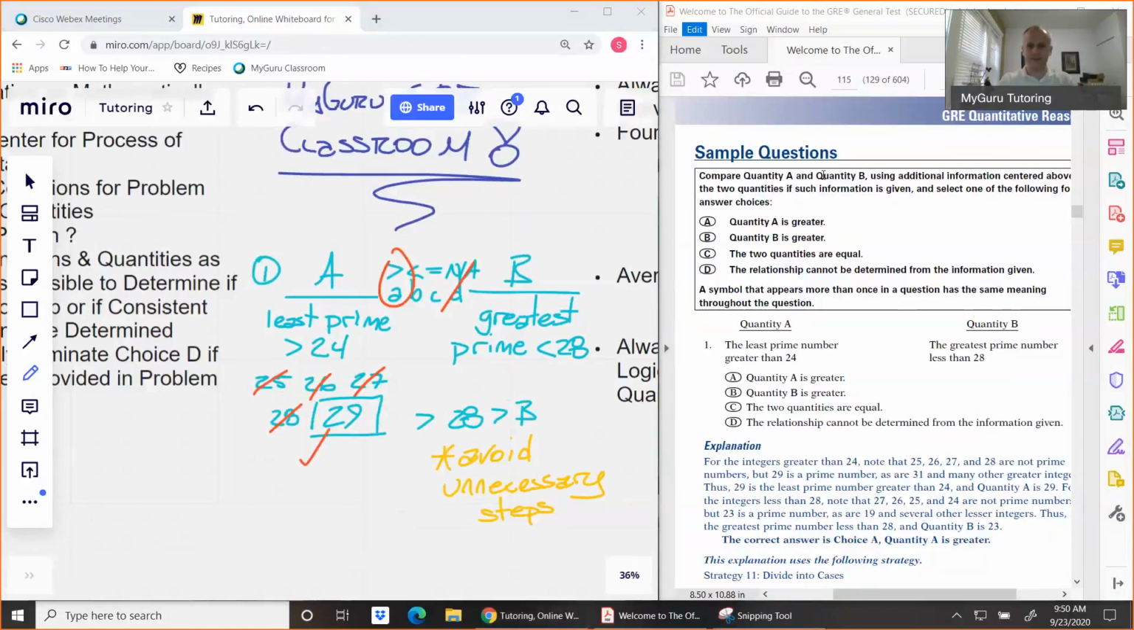Any questions about this first quantitative comparison example?